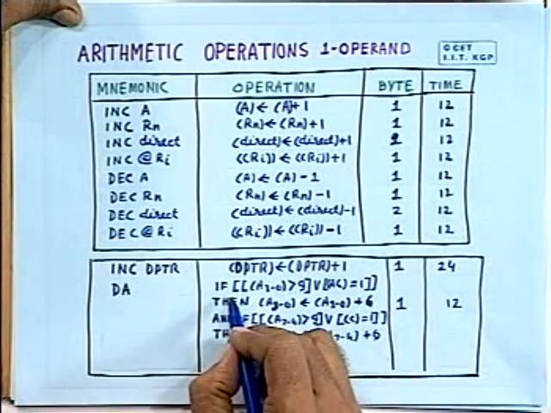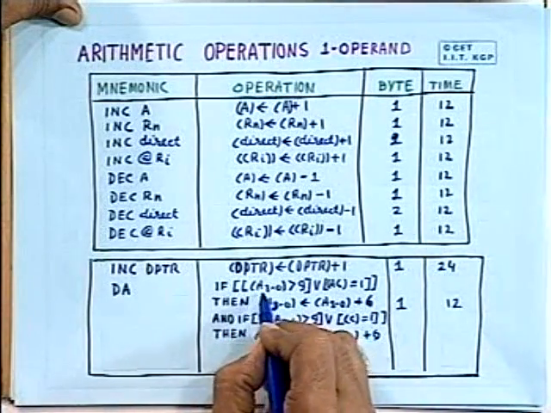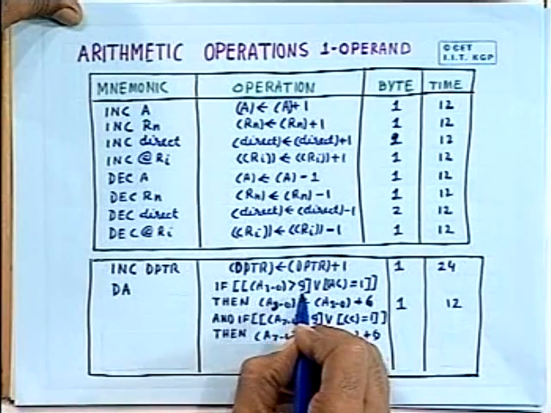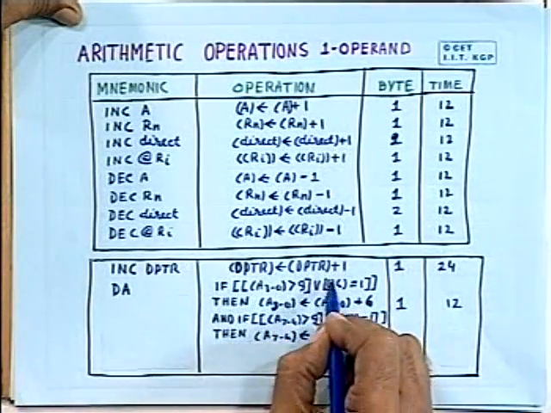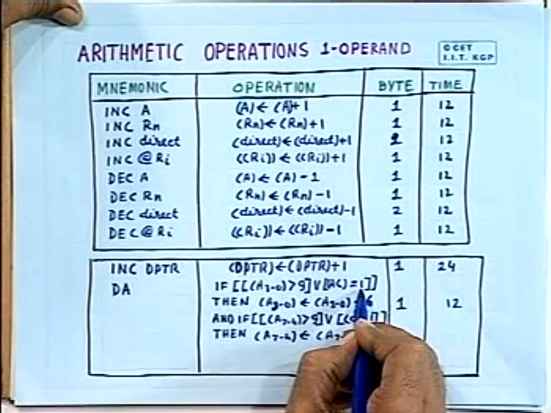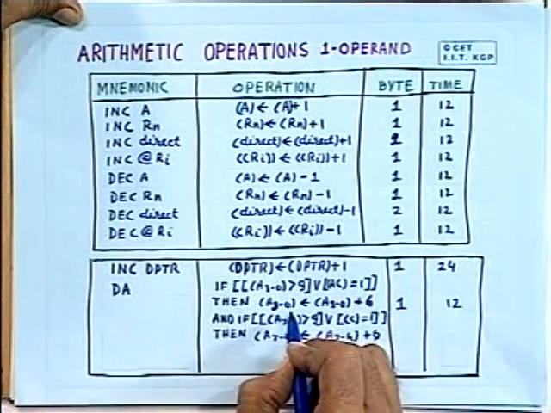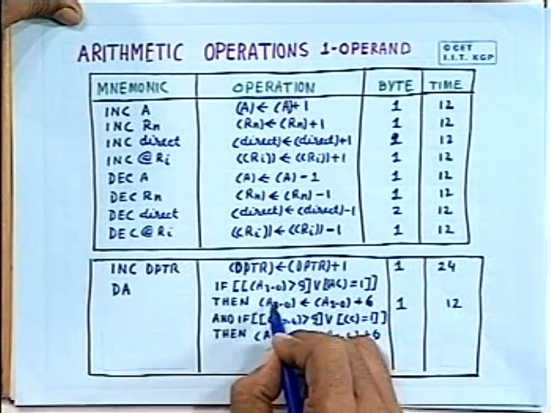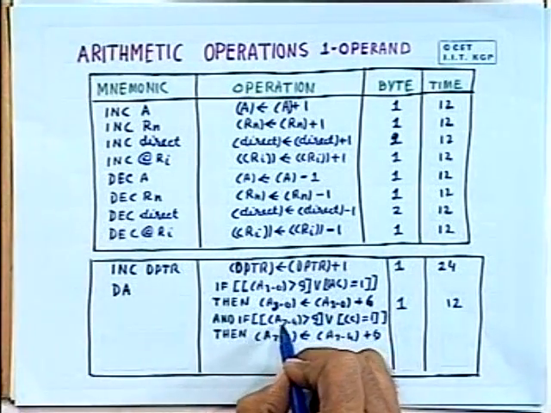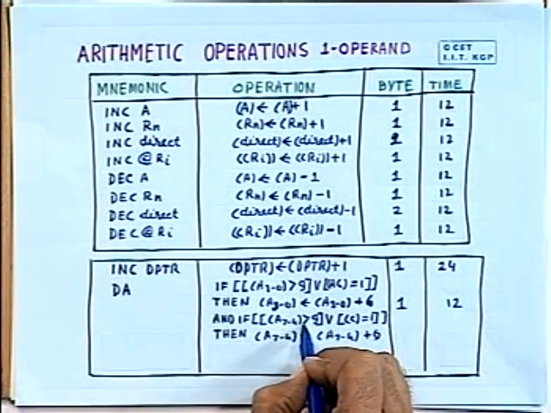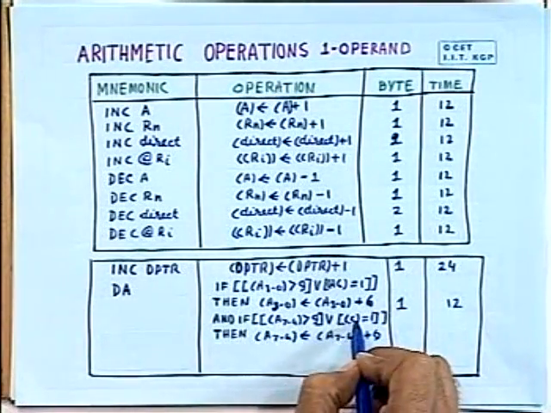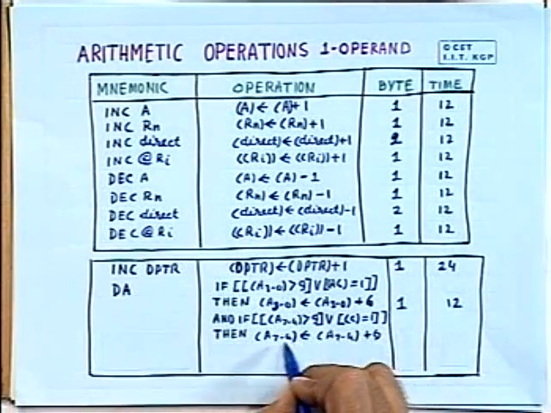What it does is, if the lower order 4 bits A0 to A3 are greater than 9, or there is an auxiliary carry coming out of the 4th bit which is 1, then you add 6 to that lower order 4 bits. Similarly, if the higher order 4 bits are greater than 9, or the carry that is coming out is 1, in either case you add 6 to the higher order 4 bits.